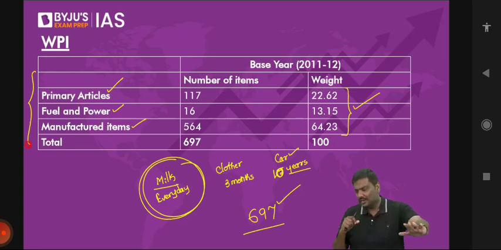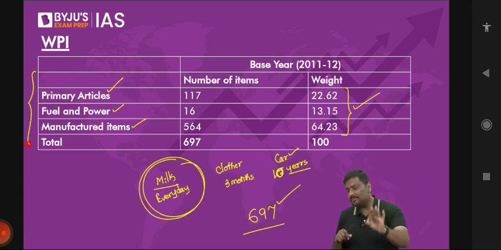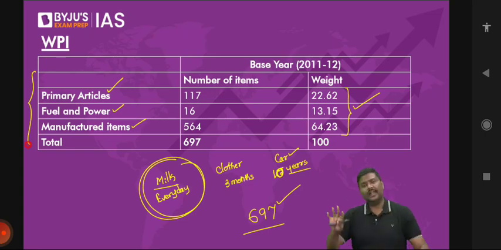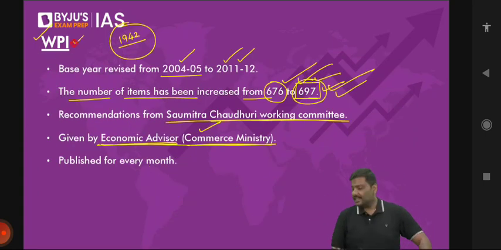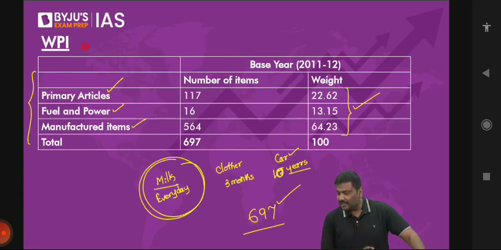It is yet to be changed. It is even today 2011 and 12. Proposal is there. Committee recommendation is there. I will show it later. As far as I know, it is still the base of 11 and 12. Please check it. Done? So this is basically the concept of WPI. Any difficulty in this? Now, what is the committee recommendation that I'm referring to?